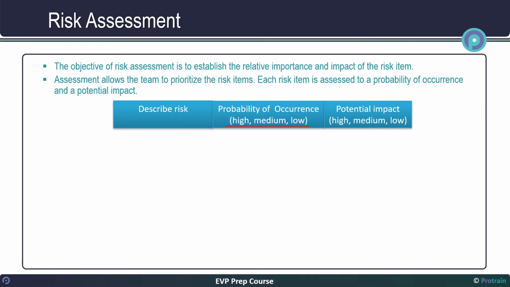Let us take a small example, and understand how the risk assessment is done. Let us assume that there is a major risk of fire at a project site. So we'll write a risk description as major fire at project site. Let's say it is a greenfield, or new refinery project, adjacent to an existing refinery.